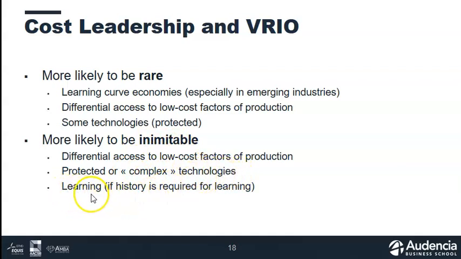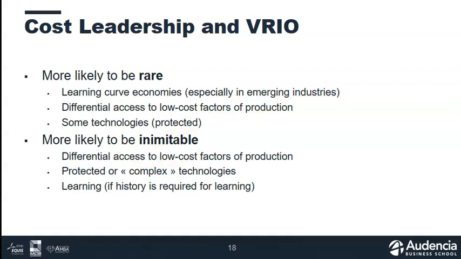And learning may be inimitable if history is required for learning. If you have to start at point 1 and go to point 2 and point 3 and point 4 and point 5, and you just can't jump in and leapfrog somebody in the learning process. If everybody has to go through the same learning curve, well, you may actually be better off starting and you'll achieve cost leadership, and it's going to be difficult to imitate.